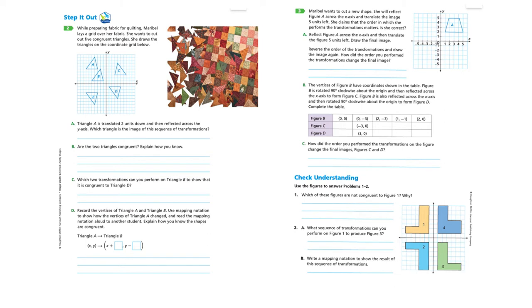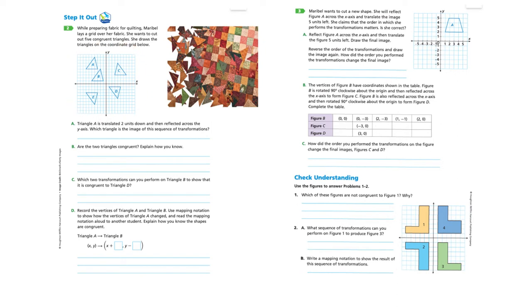So here we are in Step It Out. Number 2, while preparing fabric for quilting, Maribel lays a grid over her fabric. She wants to cut out 5 congruent triangles. She draws the triangles on the coordinate grid below. So you can kind of see what she's done here. She has A, B, C, D, and E.